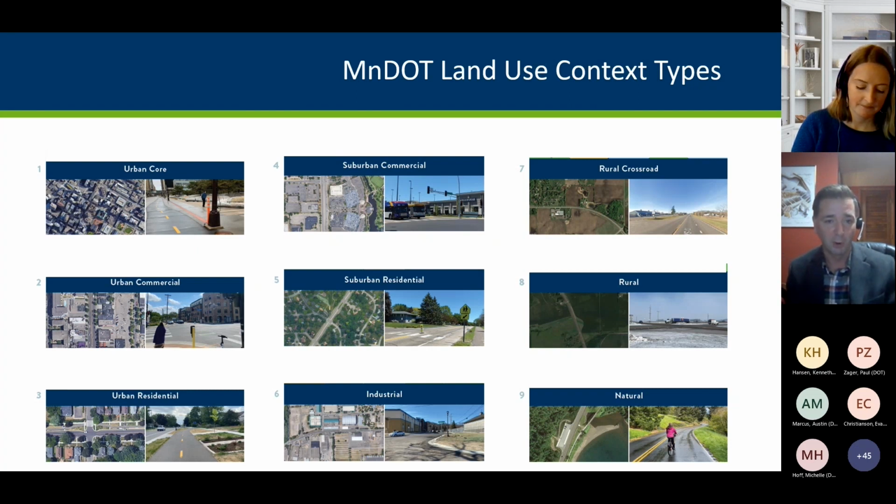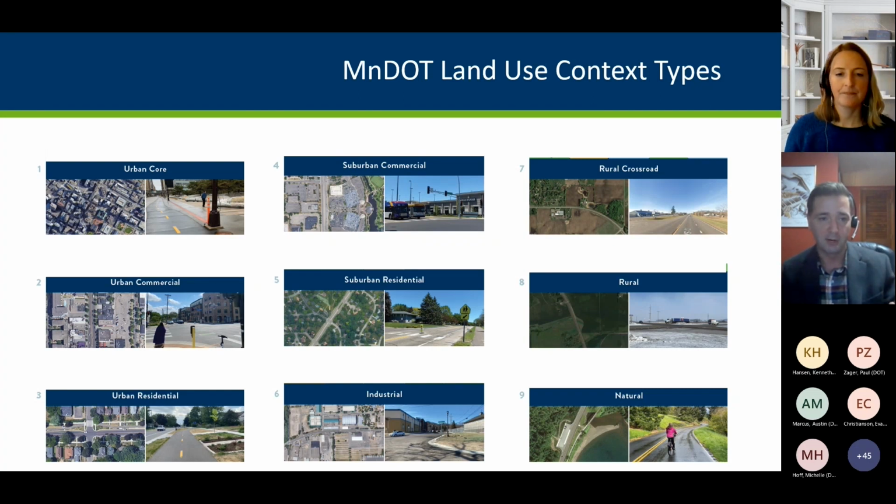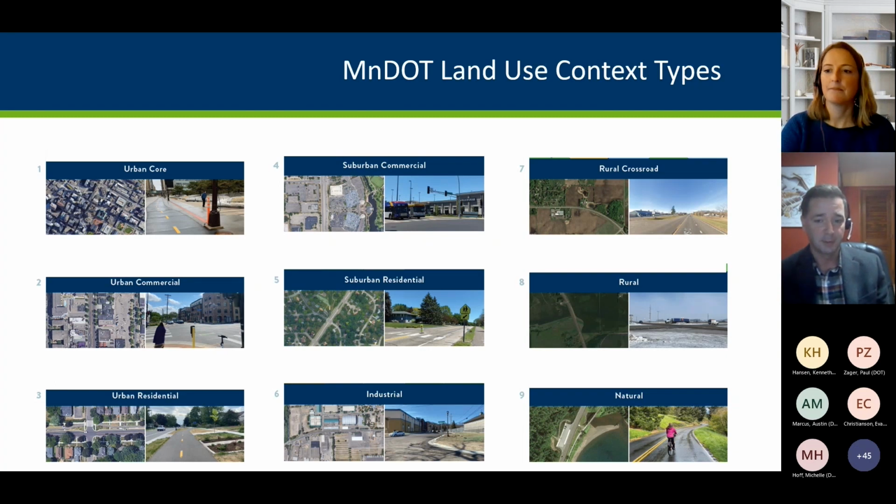This is a really important concept for the tool. So that's why I'm lingering here, but you can see that there are 9 transportation land use context types that are meant to cover the entire state. And they're generic, but here you can see them. What we're not going to do today is a deep dive on land use context types. That could be a class of its own, but here they are, and we are going to work with them a little bit more. Next slide, please.